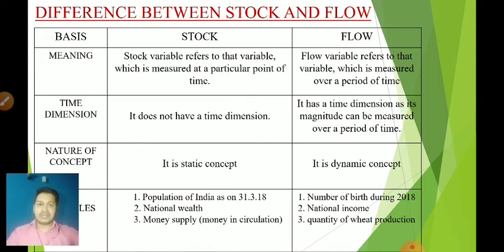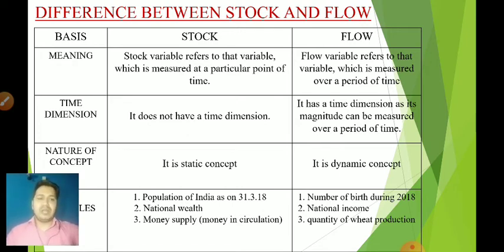That's why it is a stock concept. When you measure the national wealth, or when the money supply or the circulation of money is calculated by the RBI, all these are stock concepts. And if you talk about flow, then the total number of births during 2018, national income of your country, quantity of wheat produced, those are concepts which are measured over a period of time. That's why these are all flow concepts.